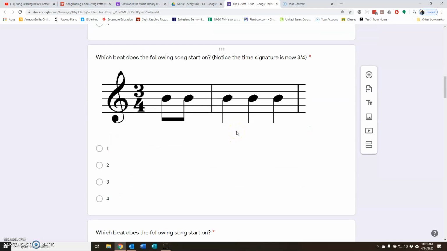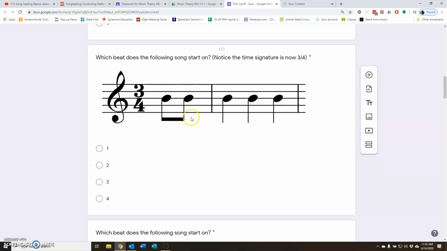Now there's 2 things that make this one a little tricky. First of all, we're moving to 3/4, so there's only 3 beats per measure, and so that immediately tells us that 4 cannot be the answer because there's only 3 beats per measure. And we have eighth notes instead of quarter notes. So you have to know for this one that 2 eighth notes equals 1 quarter note.